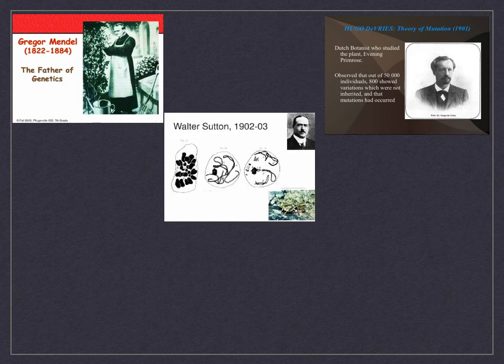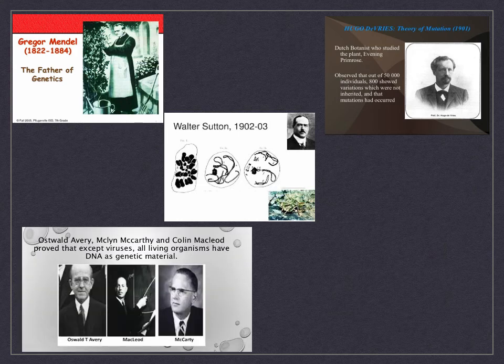Hugo de Vries. In 1902, Walter Sutton observed the paired chromosomes in the cells of grasshopper. Until then, it was not known to anyone. Research started in the direction of finding the nature of genetic material when it was proved that genes are carried via chromosomes, through which in 1944 the trio of scientists Oswald Avery, Maclean McCarty, and Colin MacLeod proved that except viruses, all living organisms have DNA as genetic material.